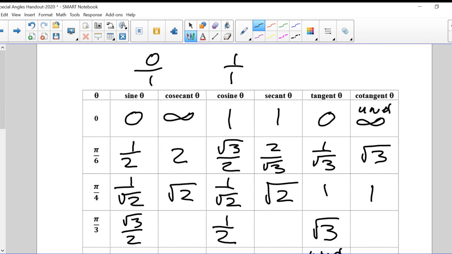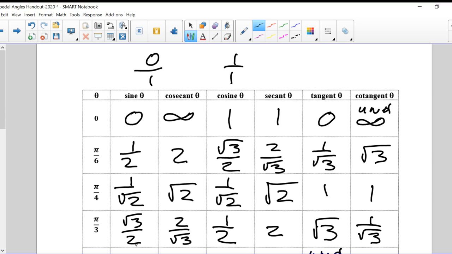Okay, for pi over 3. Now, let's flip all of these over for the reciprocal ratio. So this would be 2 over root 3. This would be 2. And this would be 1 over root 3.